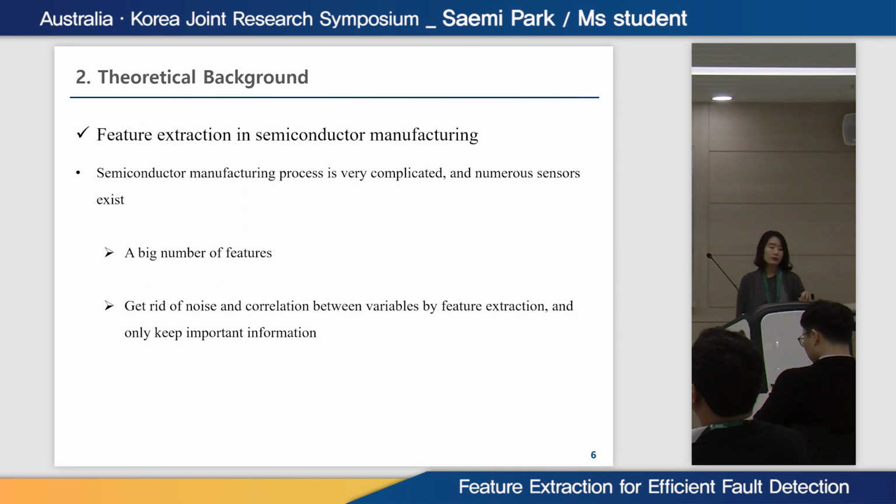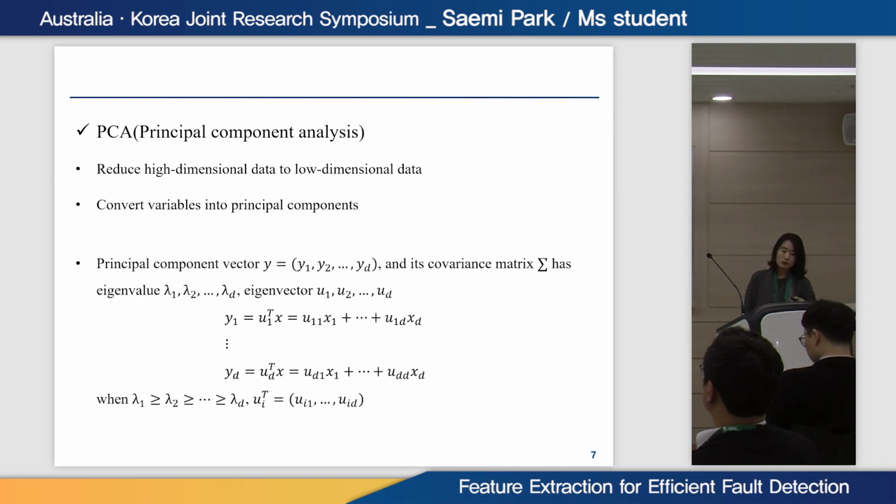As I said before, the semiconductor manufacturing process is very complicated and numerous sensors exist. So there are so many features. Then it is important to get rid of noise and correlations between variables by feature extraction and only keep important information. Principal component analysis is a method that converts variables into principal components. So it reduces high dimensional data to low dimensional data.